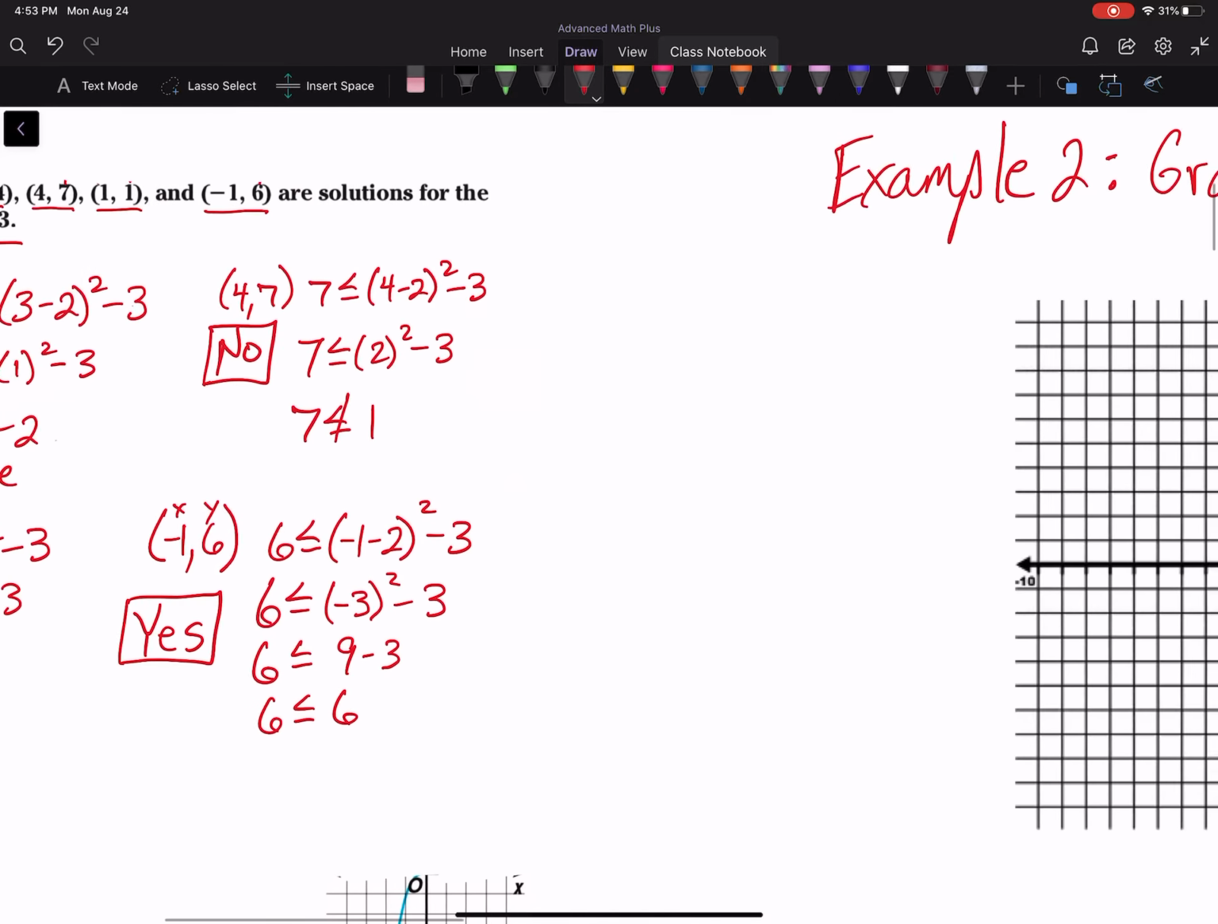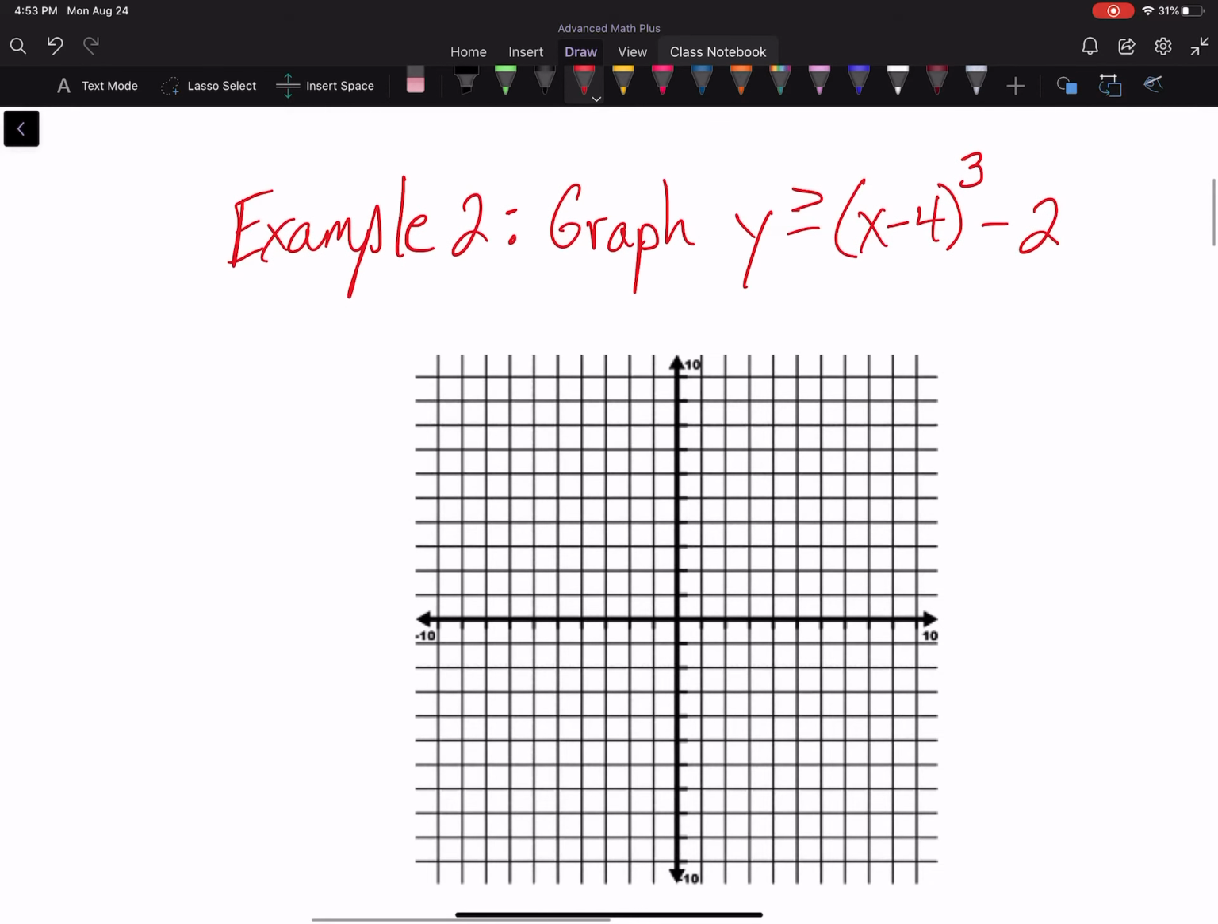Our next example, we are just graphing. Looks like we're graphing a cubic here. It is an inequality because it says y greater than or equal to (x minus 4) cubed minus 2. So to graph cubics, you make a table of values. I know different teachers have different methods. I always like starting with whatever makes the parentheses 0.